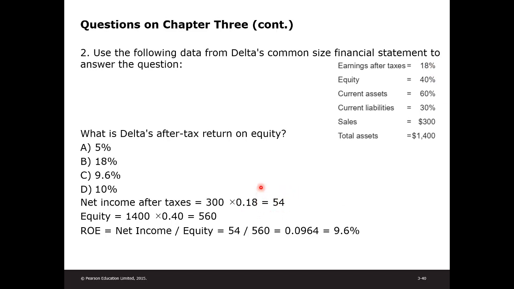Then we need to calculate the equity, or the common shareholders' equity, which is a percent of the total assets. So we will multiply 1,400 by 0.4, or 40%, which will give us 560. Then we can now calculate the return on equity, which is the net income divided by the common equity. So 54 divided by 560 equals 9.6%. So the answer would be C.